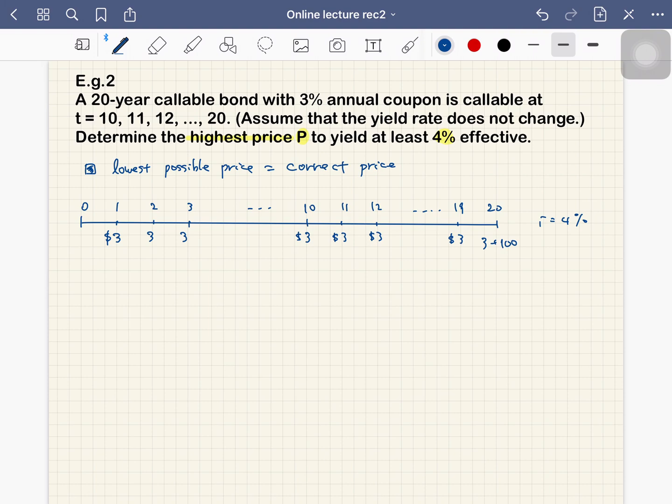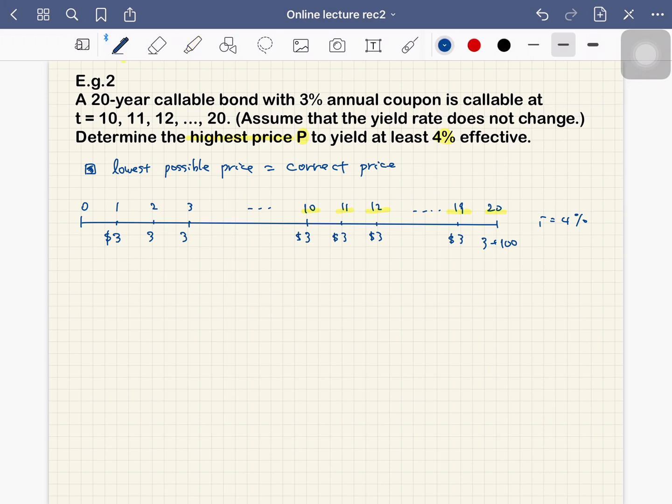Basically we have to compare the price when the bond is not called, or called at 10, or called at 11, called at 12, up to called at 19. So we have to compare these 11 values. But actually you don't have to do this.